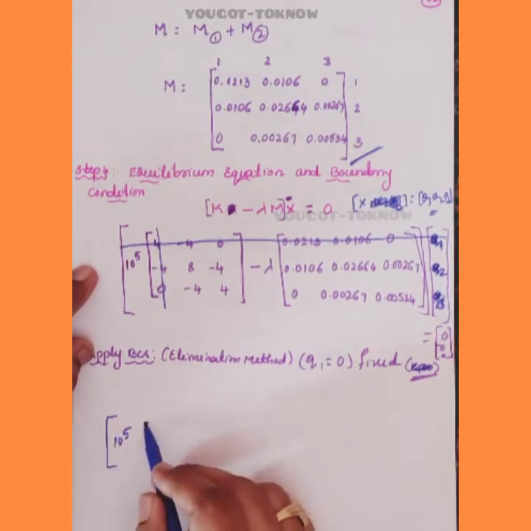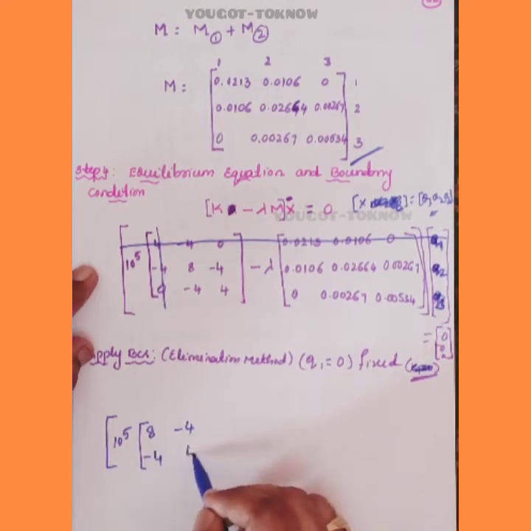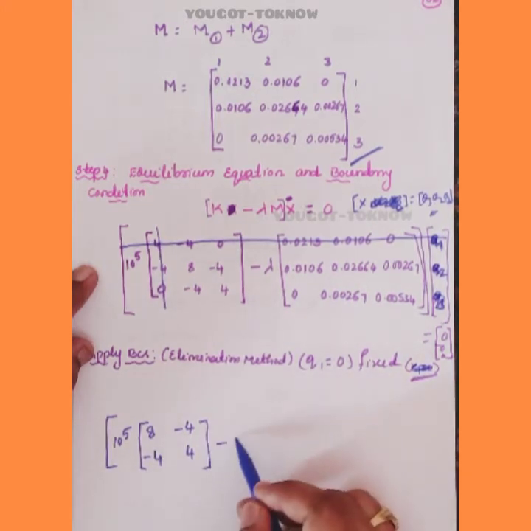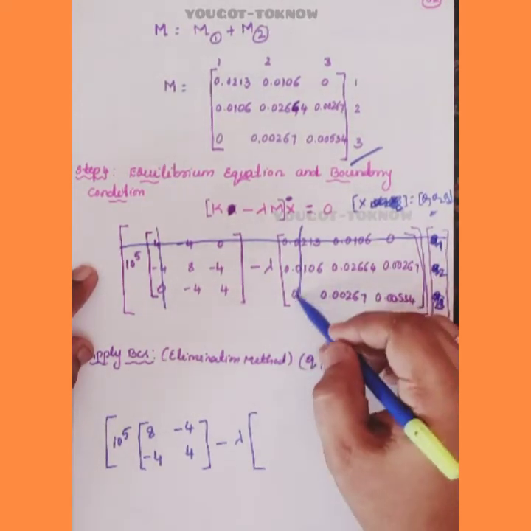Okay, write down the reduced matrix. What is the reduced matrix? 8, minus 4, minus 4, 4, minus lambda. What are the values remaining? This first row, first column, no? You can eliminate here.